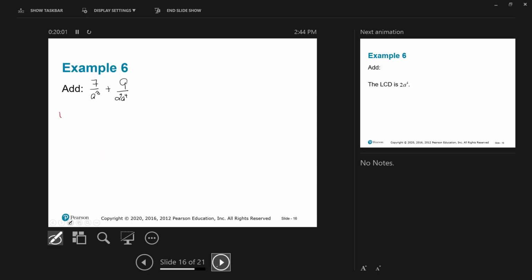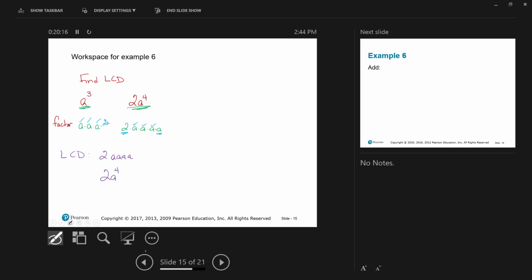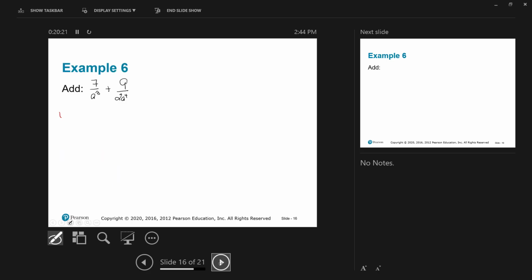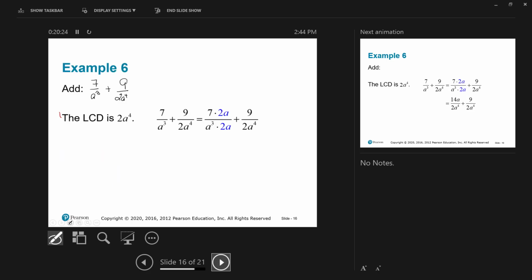So there's our problem that we're working on to add. There's our common denominator, which is what we said. Now remember what we had done. We said that the first denominator needed to get multiplied by a 2a, didn't it? So notice what happens as we start adding these. The first denominator needed to get multiplied by 2a. So we multiply the bottom and the top by 2a, which means that numerator now becomes 14a over 2a to the fourth. The second denominator stayed the same. We had nothing to do.